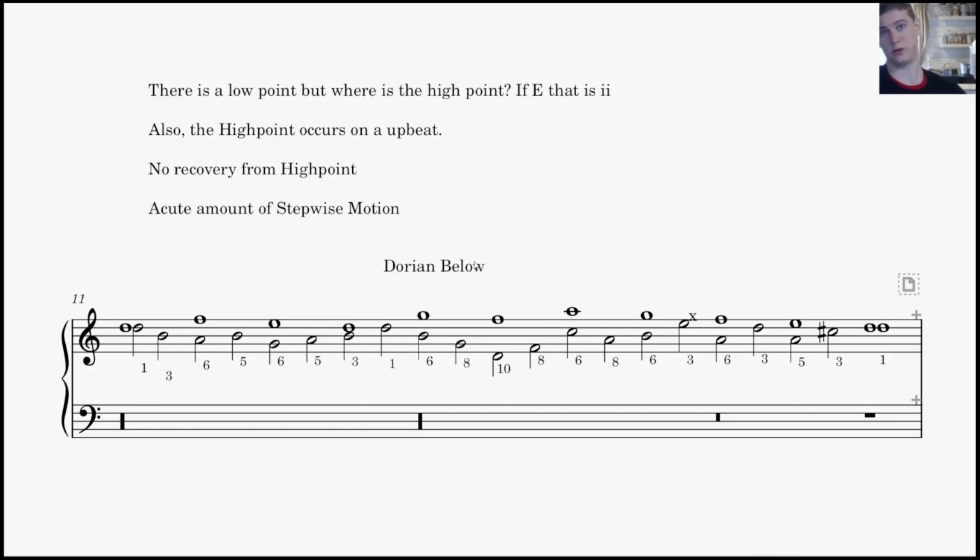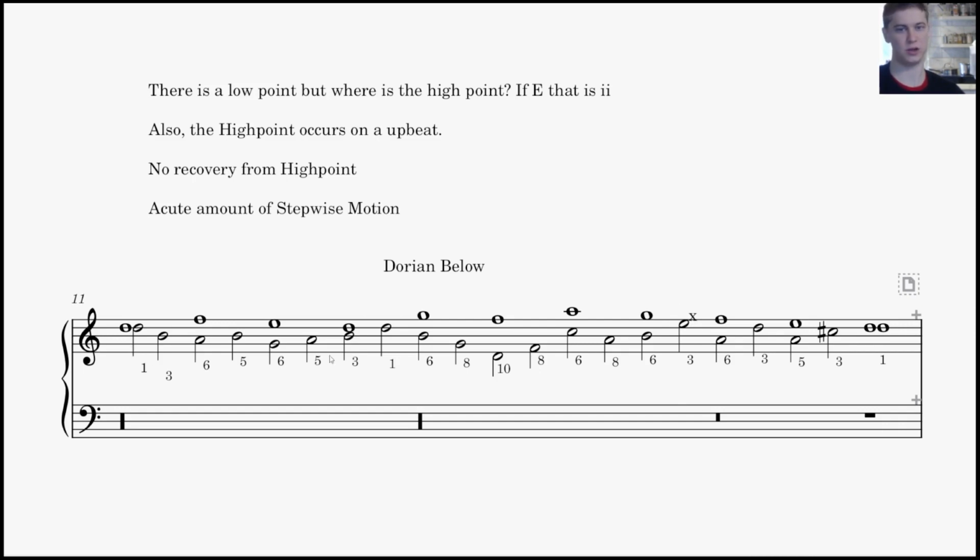When you're writing below, you're looking for that low point, but you might also want to create a high point. You can see there is a low point and it is a consonant leap away from the tonic. And if we look for a high point, we can see the highest point is here, the note E, and in fact there is a leap up to it, but there's no recovery from this high point. In fact, it actually leaps down a fifth from the high point. The high point also occurs on an upbeat.